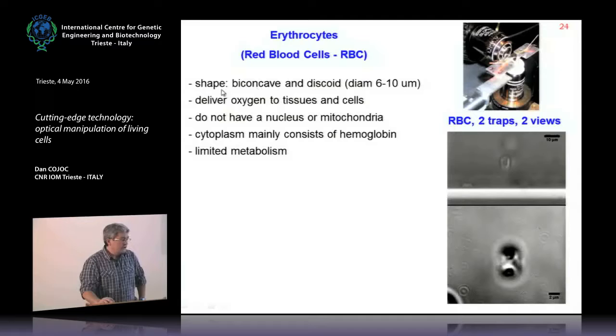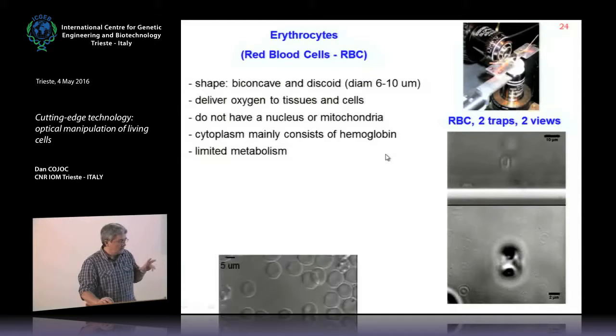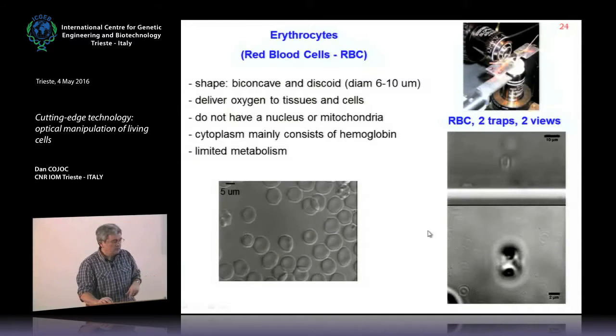We know the shape, we know that they have an important function, we know that they do not have a nucleus, we know that the cytoplasm mainly consists of hemoglobin and they have a limited metabolism. And there are a lot of interesting studies, for instance in malaria or for other diseases involving red blood cell degeneration. So I do not go too much into details, this we saw already.